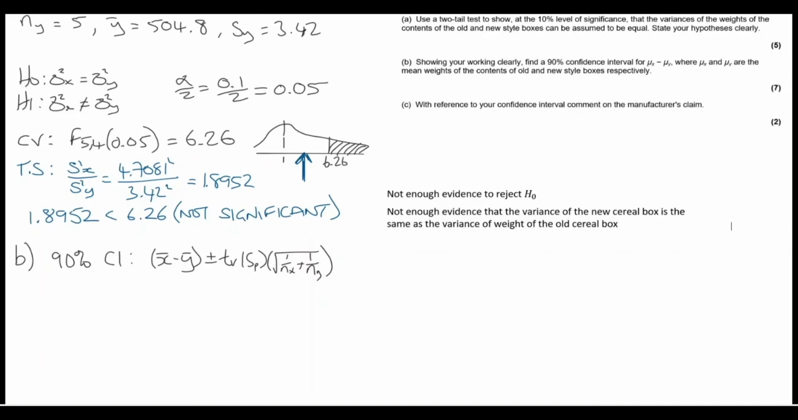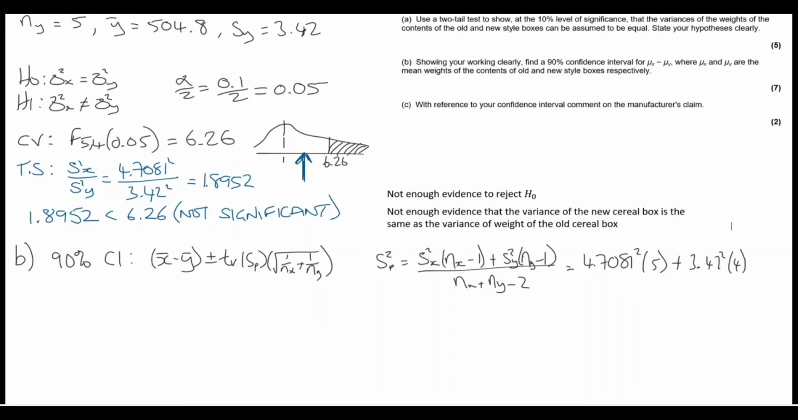Okay, now let's actually find that pooled variance. So, just recalling this formula, it's going to be s squared x multiplied by nx minus 1 plus s squared y multiplied by ny minus 1, over the two sample sizes added together, subtract 2. Substitute in the values that we know, and that gets us a pooled variance of 17.5130.